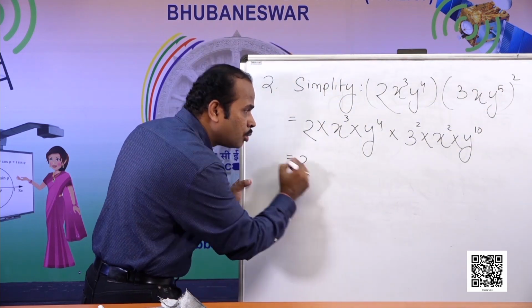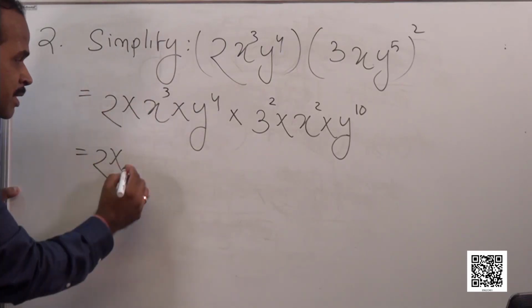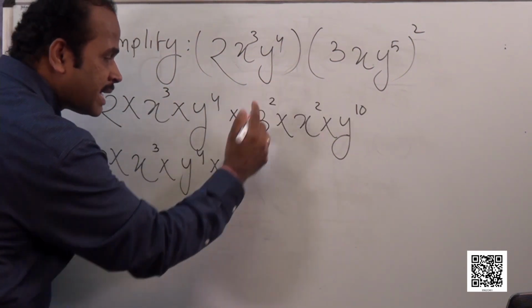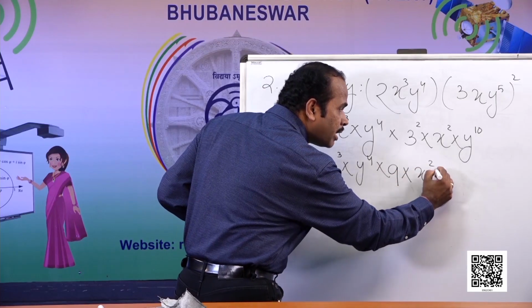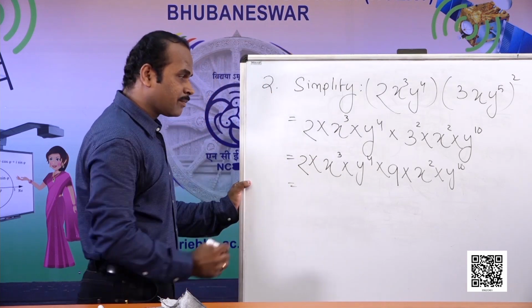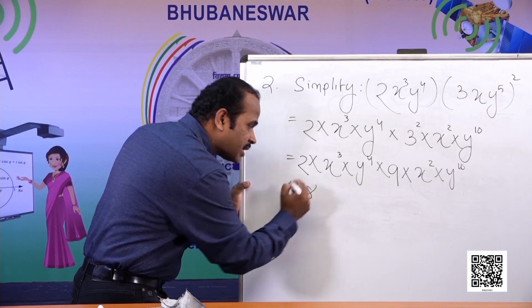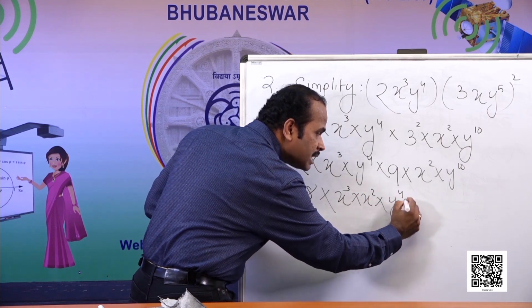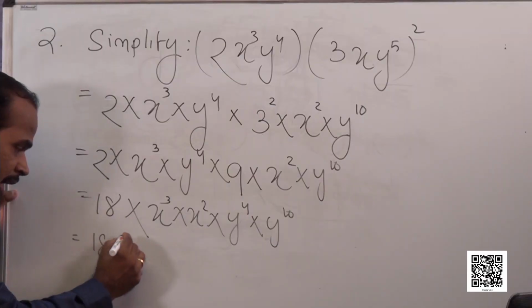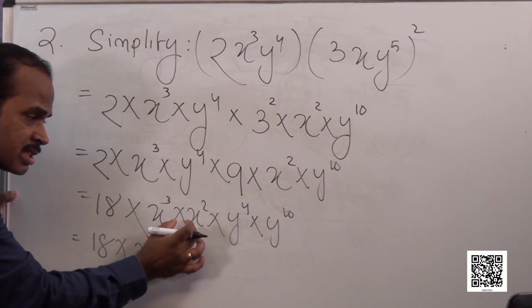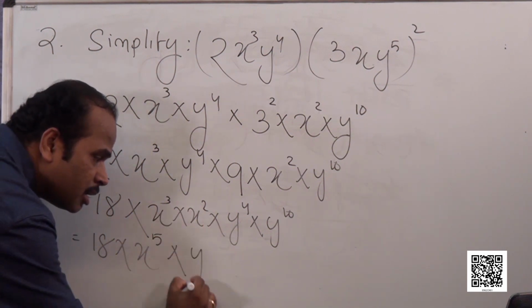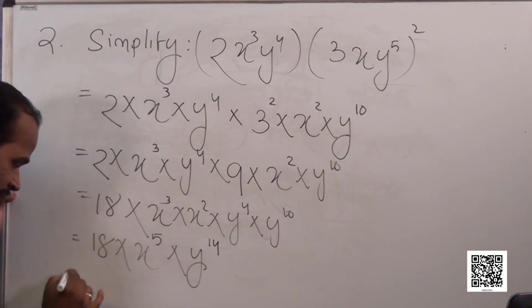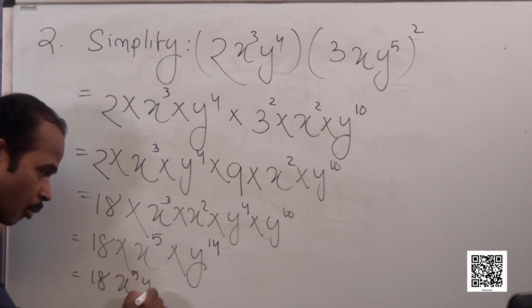So I got it here, it is 2 into x to the power 3 into y to the power 4 into this 3 to the power 2, which is again converted as 9, into x to the power 2 into y to the power 10. So I can write this as 2 into 9 is multiplied and it becomes 18, into x to the power 3 multiplied again with x to the power 2. Y to the power 4 is multiplied with y to the power 10. Now x to the power 3 will be added to this 2 because the same base is there, so it will be x to the power 5. Y to the power 4 is multiplied with y to the power 10 because the bases are same, so the powers will be added and it becomes 14. So finally this is my expression: 18 into x to the power 5 y to the power 14.